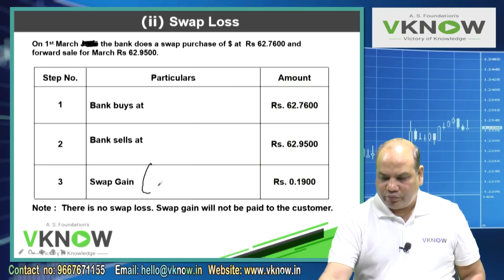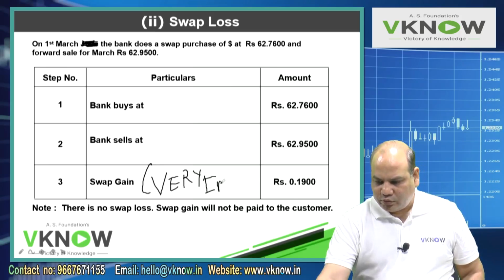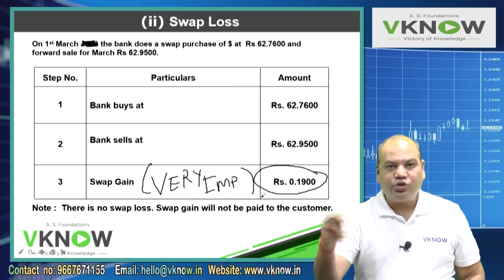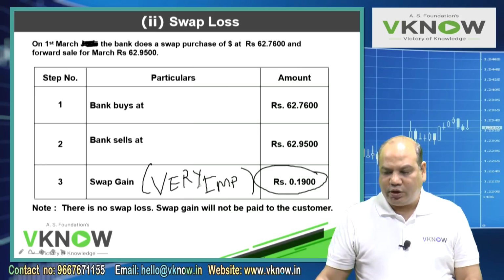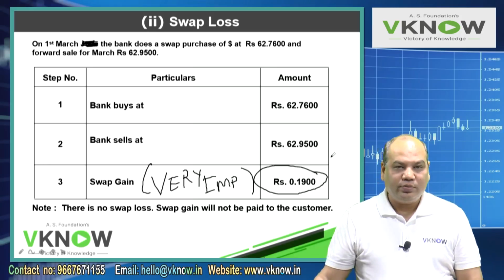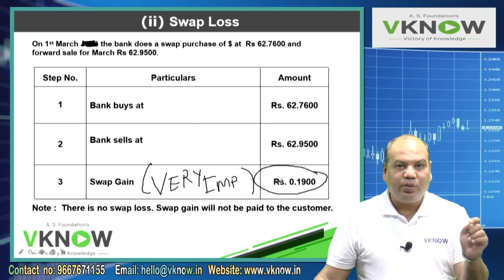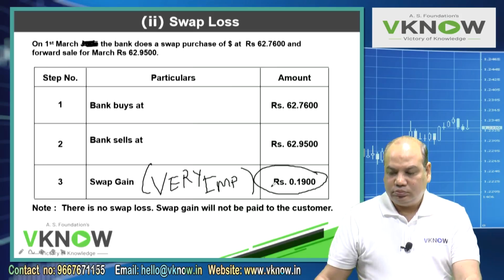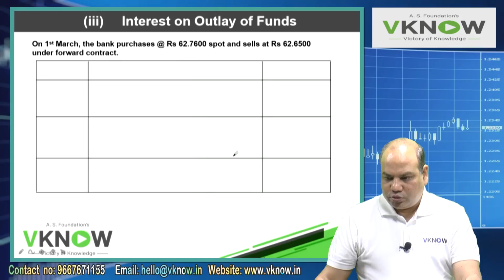Now, very important, write here: it's a gain, but we are not going to share this gain with the customer. He is a defaulter. So note, there is no swap loss. Swap gain will not be paid to the customer. So the swap loss is 0.